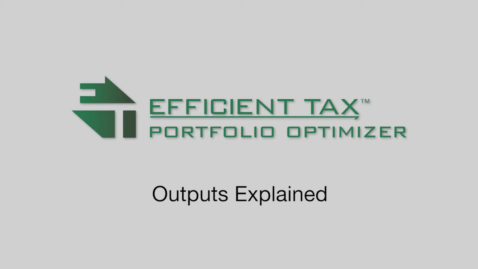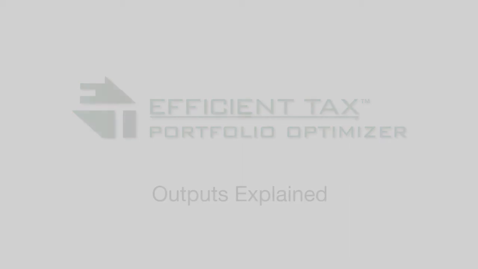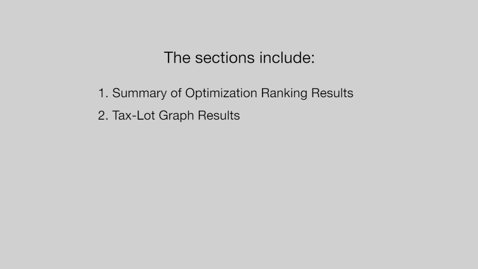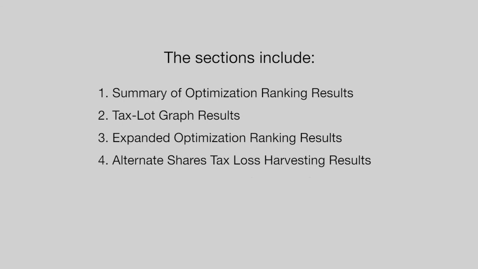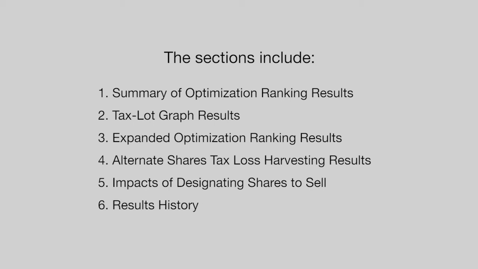from each Efficient Tax Portfolio Optimizer analysis, along with the impacts that designating shares to sell will have on a set of results. The sections include Summary of Optimization Ranking Results, Tax Lot Graph Results, Expanded Optimization Ranking Results, Alternate Share Tax Loss Harvesting Results, Impacts of Designating Shares to Sell, and Results History.